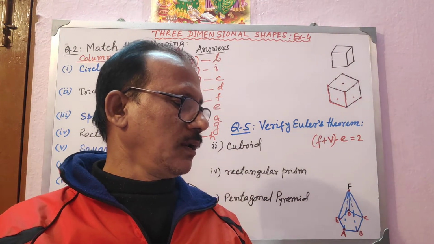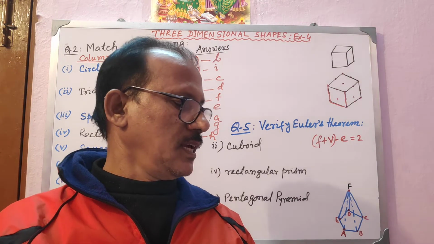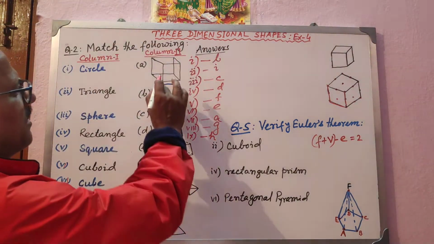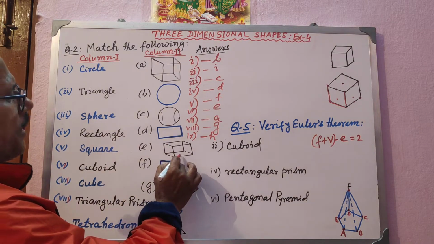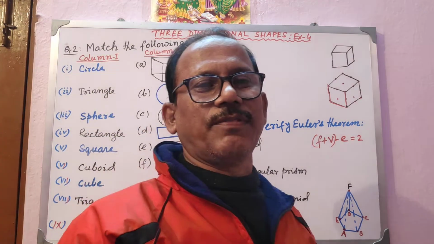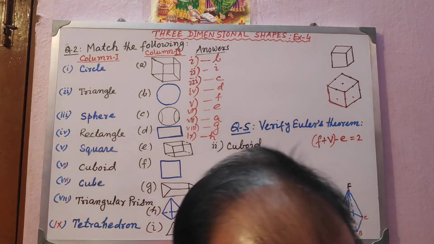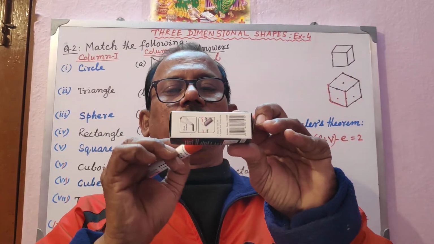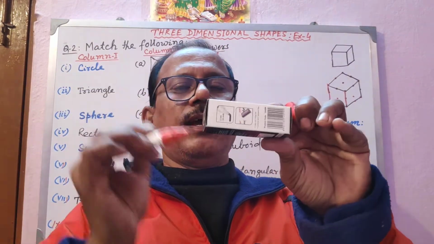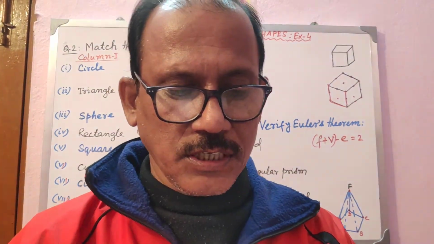Cuboid and pentagonal prism have 6 faces. A cuboid will have 6 faces. See, one I have shown to you. Cuboid means this figure. Opposite faces will be equal. I said to you, this figure is a cuboid. It will have 6 faces: 1, 2, 3, 4, 5 and 6, isn't it? So cuboid will have 6 faces, correct.